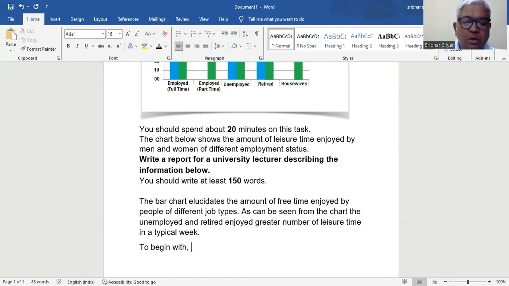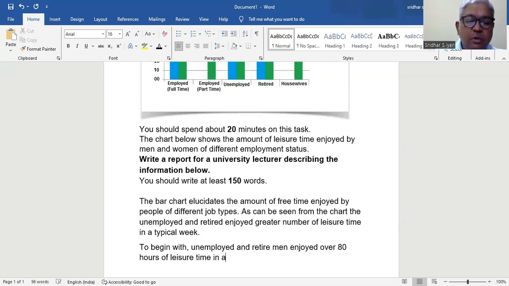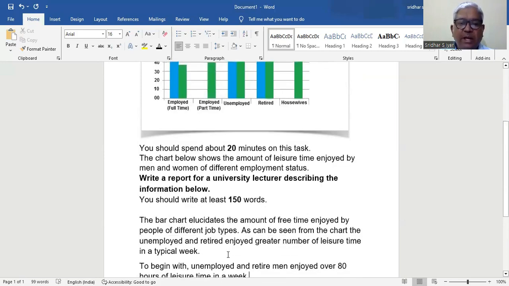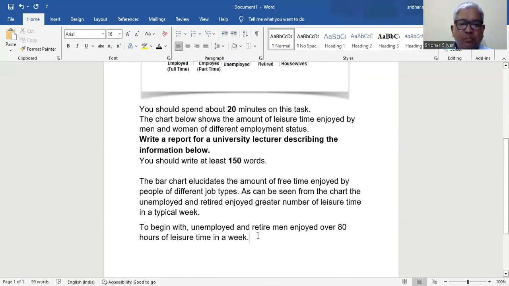So unemployed and retired men enjoyed over 80 hours of leisure time in a week. Okay. So that is what I see here, because I see that unemployed and retired men enjoyed over 80 hours of leisure time.